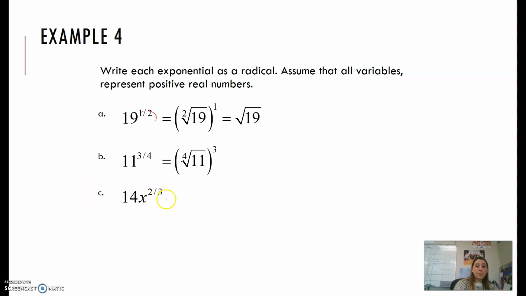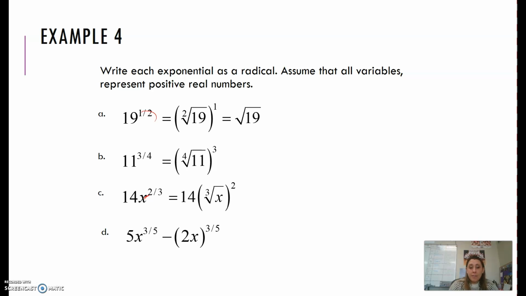Okay, so this one. Remember, the exponent belongs to what it's next to. And here it was next to the number, so it's only 19. So it's only going to belong to the x. So the 14 is actually going to go on the outside. So we're going to get 14 times the cube root of x squared.